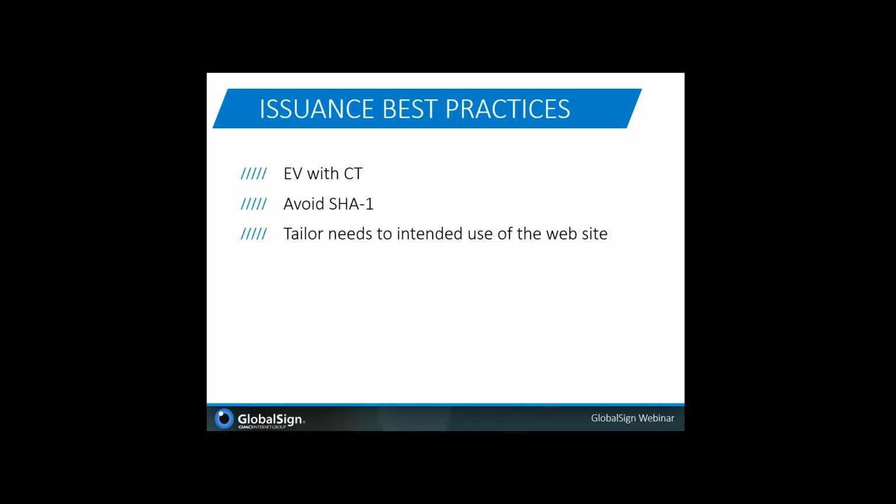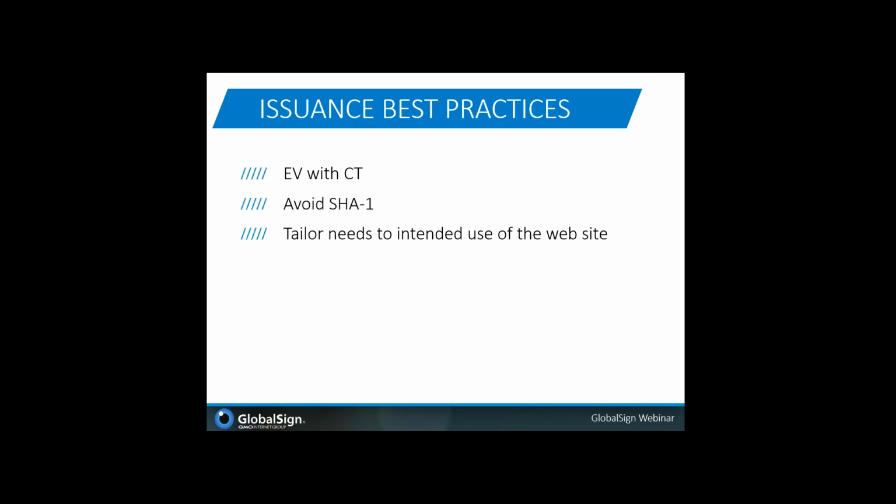Issuance best practices, certainly we encourage everybody to use EV with certificate transparency. We do support EV certificates without CT if that's important to you as a company, but we feel very strongly that CT is the good way to go, and we highly recommend that to everybody. You should avoid SHA-1 certificates, and you need to tailor the needs to your particular websites. E-commerce sites might have different needs than development sites or content-only sites, and with a wide variety of different types of certificates, you can always find the right certificate for your needs.